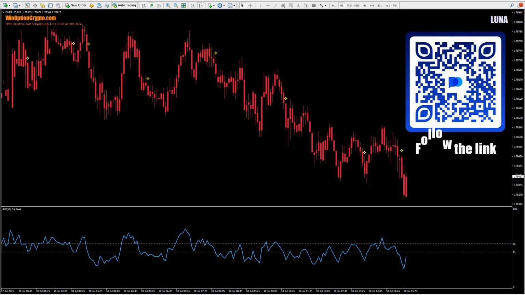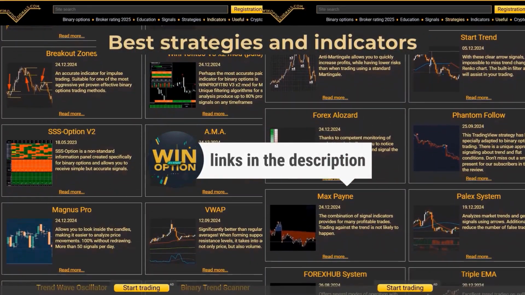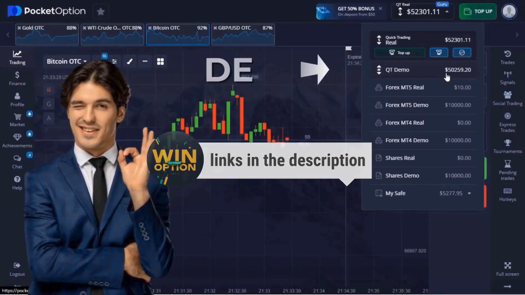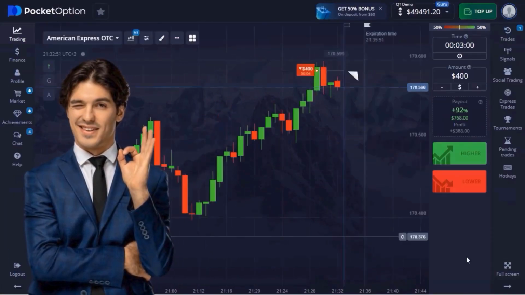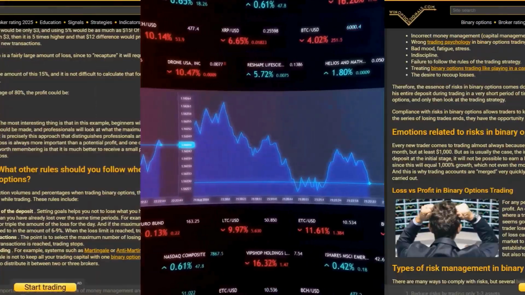Try experimenting with the parameters and levels of RSI. Choose the settings that best suit your asset and time frame. And remember, any strategy or indicator is just a tool that you need to learn how to use correctly. Be sure to check and test the indicator on a demo account and historical data, while not forgetting about the rules of risk and capital management.